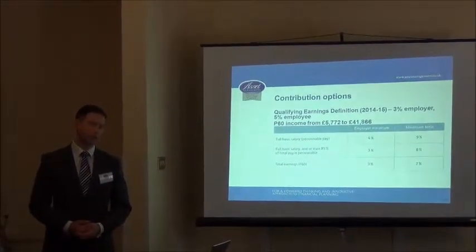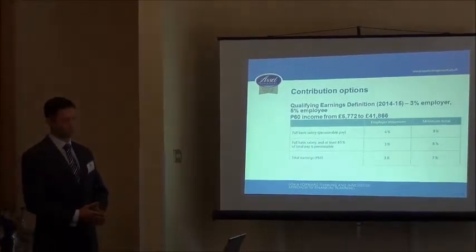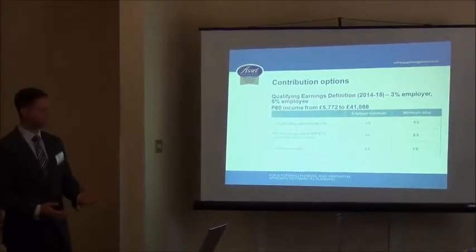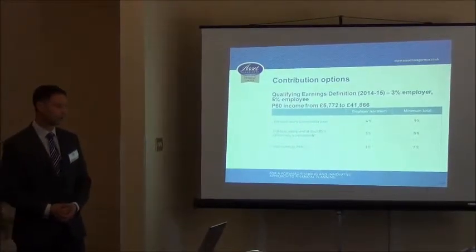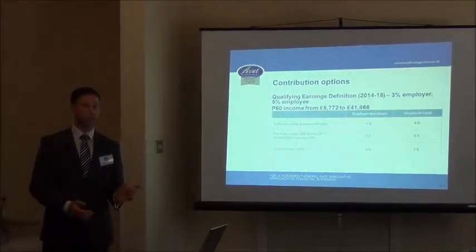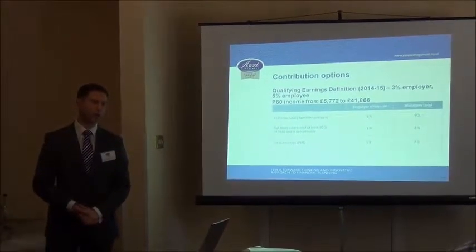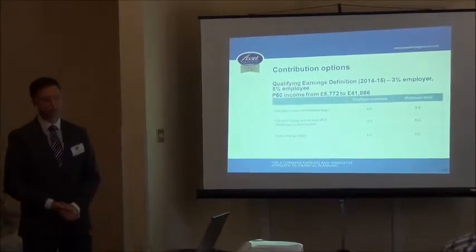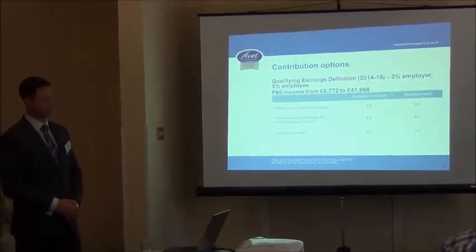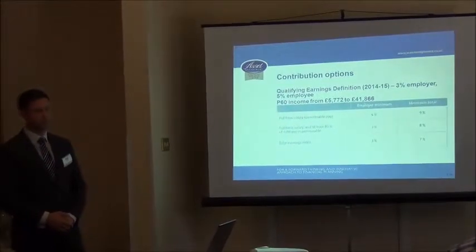What we think is, for the majority of individual companies, the most cost-effective way of building the contribution structure is going to be through something called qualifying earnings. Now, qualifying earnings is a band of earnings. The lowest point is, as you can see here, £5,772 for this year, which is the lower earnings threshold for national insurance, up to £41,866. That's the upper earnings limit for basic rate taxpayers.